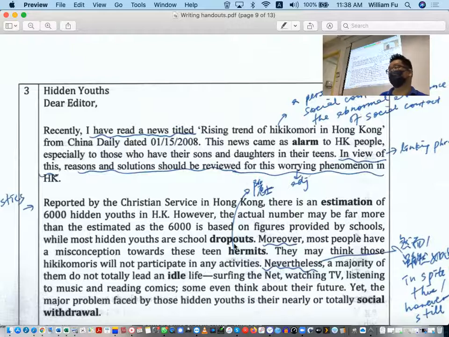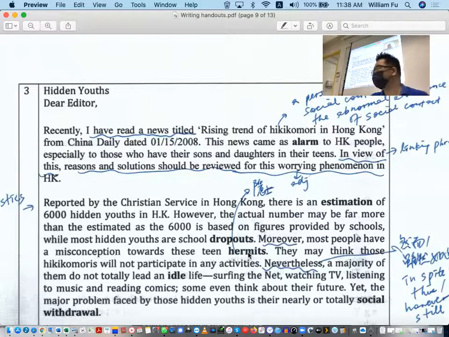It could be a psychological problem with medical proof in the case of your school, I think. But for those schools, maybe they couldn't even reach their parents. They may live in public housing estates, gambling all day long. Or I don't know, maybe they are in prison or something. It could be very complicated. It's not like your mom and dad. Not like me. You can't even understand their lives. So school dropouts. Moreover, now most people have a misconception towards these teen hermits.